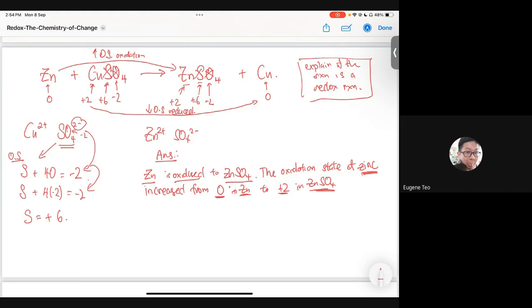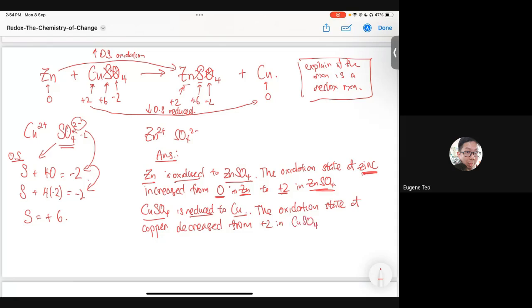Next, I'm going to write the reduction sentence. So I'm going to write CuSO4 is reduced to Cu. Okay. Why is it reduced? It's because the oxidation state of copper decreased from plus 2 in CuSO4 to 0 in Cu. Okay, those that are underlined are the things that I have adjusted accordingly.